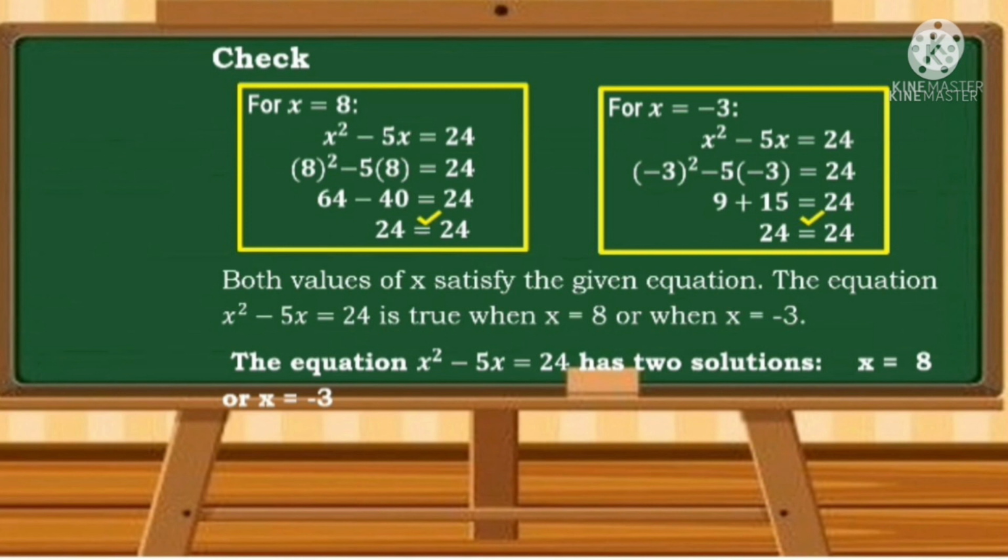So both values of x satisfy the given equation. The equation x squared minus 5x equals 24 is true when x is equal to 8 or when x is equal to negative 3. So therefore, the equation x squared minus 5x equals 24 has two solutions, x equal to 8 and x equal to negative 3.